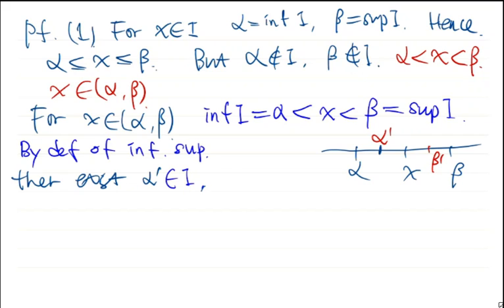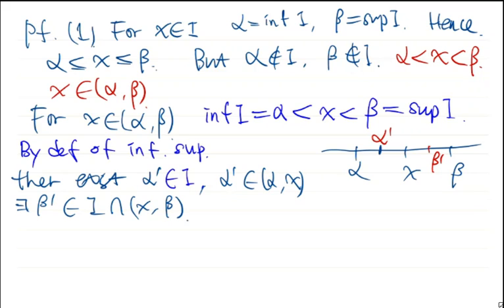And also we have beta prime located between, how to write this? Alpha prime. Okay, and similarly, we have beta prime belongs to the intersection of I and the interval (x, beta). Okay. Do you have any question about this?